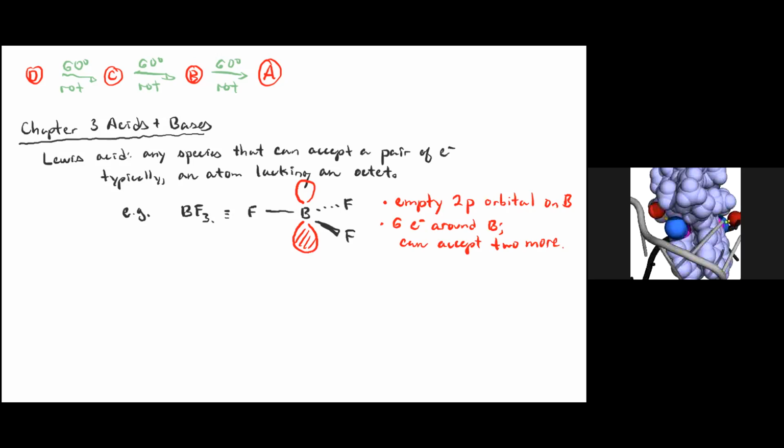So that leads me to a Lewis base. So a Lewis base is defined as any molecule or atom that can donate a lone pair. Okay, and a good example of this is going to be diethyl ether.